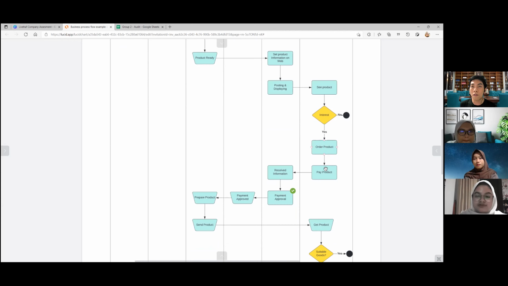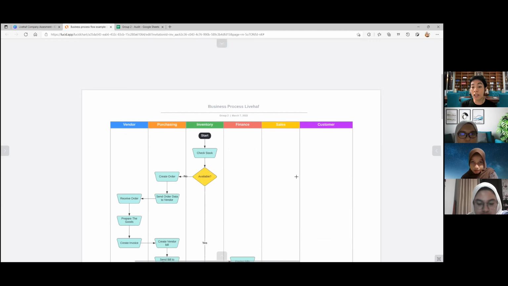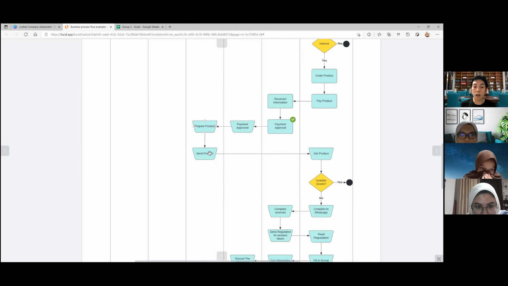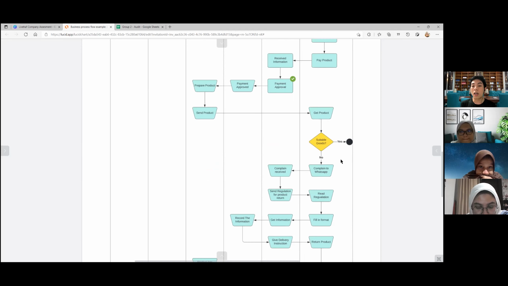This is filling in the information about what the customer wants from the Livehaf product. Then sales receives the information. After that, payment approval, and the next activity is finance approving the payment, and inventory prepares the product. After preparing the product, they send the product to the customer, and the customer gets the product.